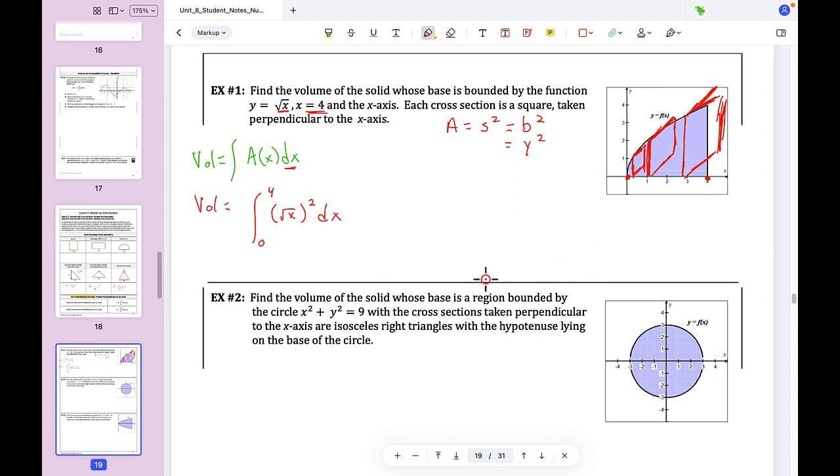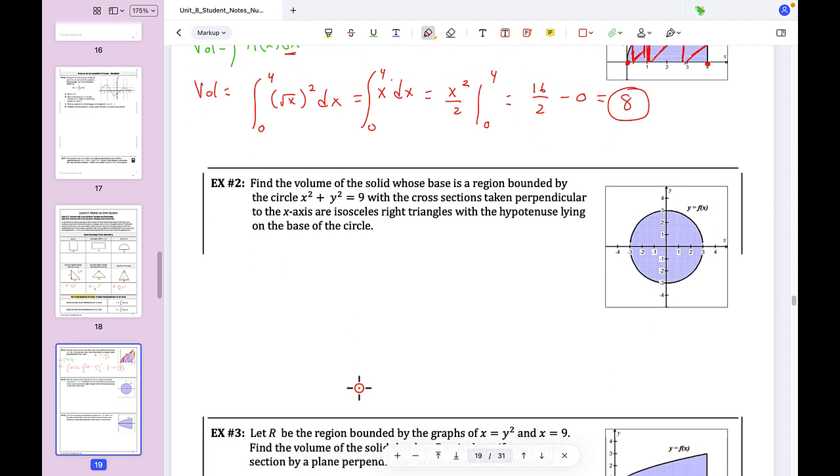Okay. All right, so if we integrate this, we're going to get the integral of x dx from 0 to 4, which gives us x squared over 2 from 0 to 4, which gives us 16 over 2 minus 0, which is 8. So the volume of that solid, using square cross sections perpendicular to the x-axis, is 8. Okay? We're going to do so many of these, you're going to be sick and tired of them.